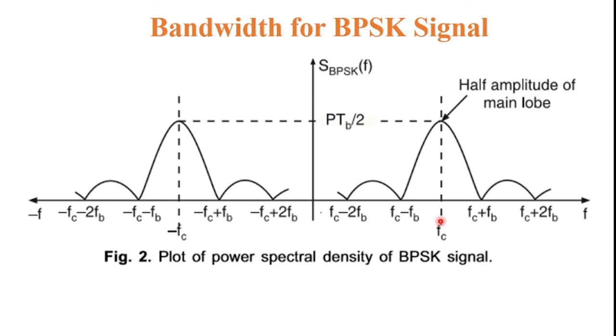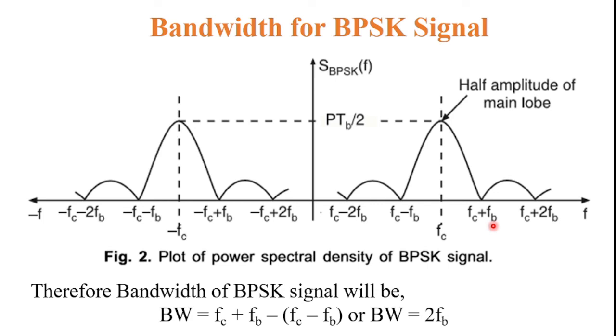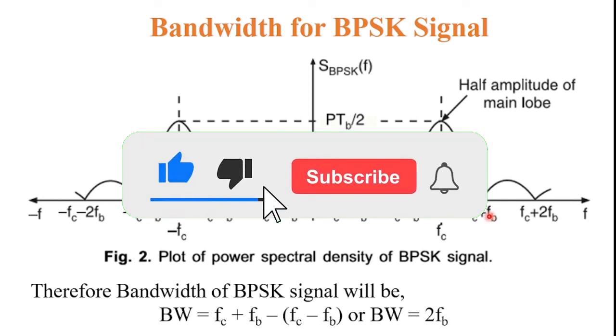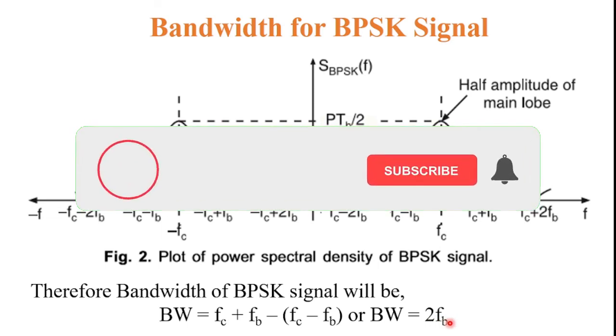In this figure, the main lobe is centered around the carrier frequency and extends from Fc minus Fb to Fc plus Fb. Therefore, the bandwidth of the signal will be, and what is the definition of bandwidth? Highest frequency minus lowest frequency. Here this is the center frequency, this is the highest frequency, and this is the lowest frequency. So the bandwidth is equal to the highest frequency minus the lowest frequency, Fc plus Fb minus (Fc minus Fb), which is equal to 2 Fb.